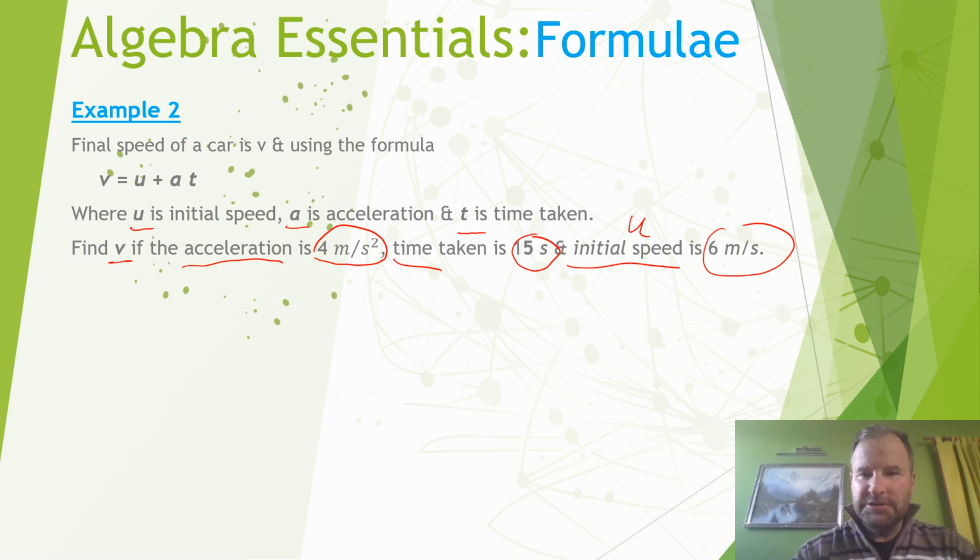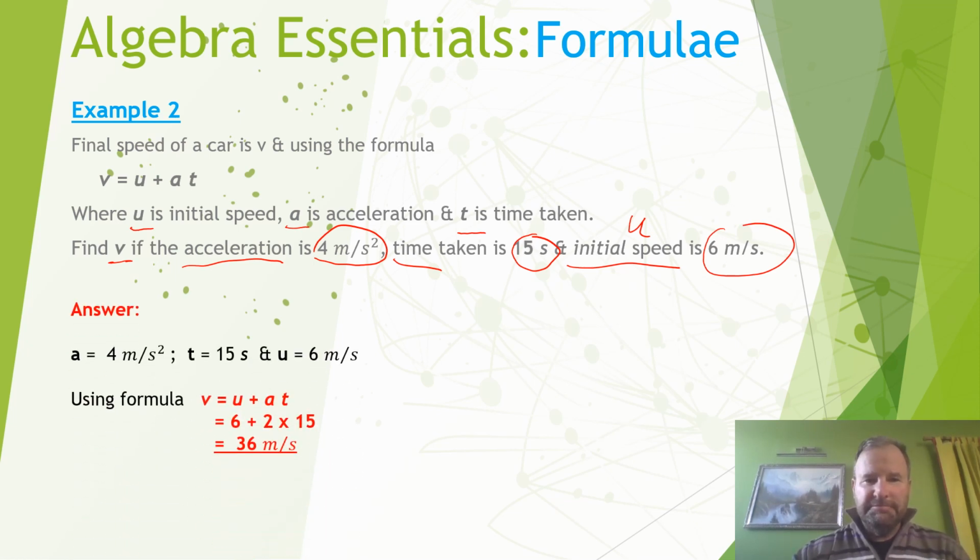So using the formula, we know we've been given the acceleration, the time, and the initial velocity. We write down the formula, we substitute in the values, 6 meters per second plus 2 meters per second squared times 15. When we calculate it out, the final velocity is 36 meters per second. Remember your order of operations. Here you do the 2 times 15 first, followed by the addition.